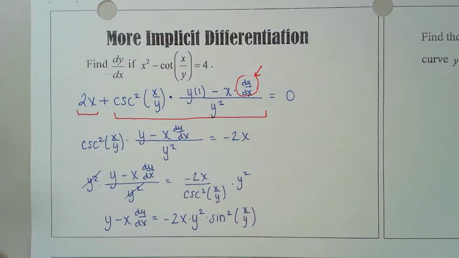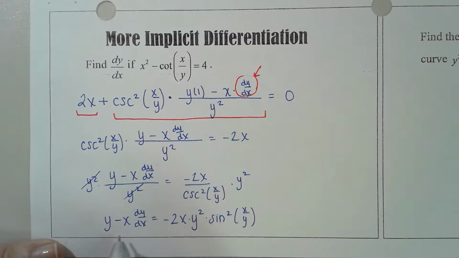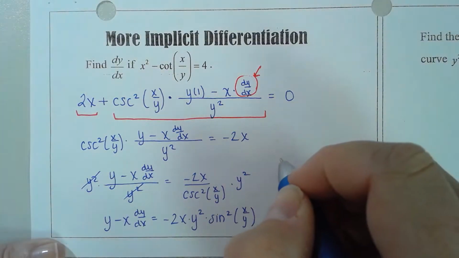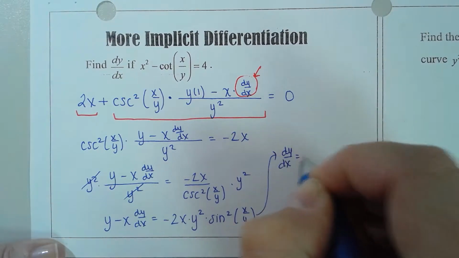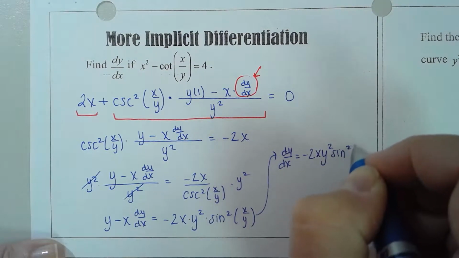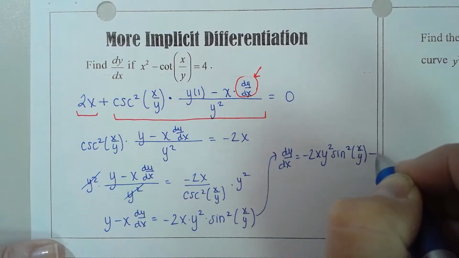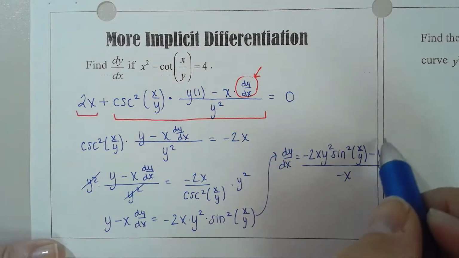Clearly I didn't leave us enough room to finish this, but the last thing we're going to do is subtract the y and then divide by negative x. So we have dy/dx equals negative 2xy squared sine squared of x over y minus y, all over negative x.